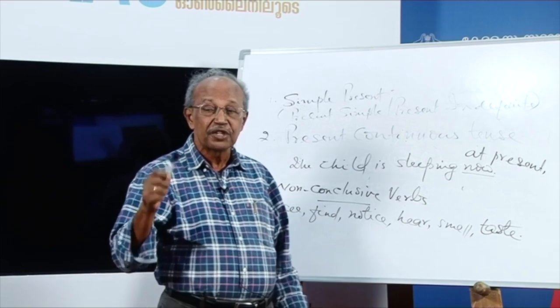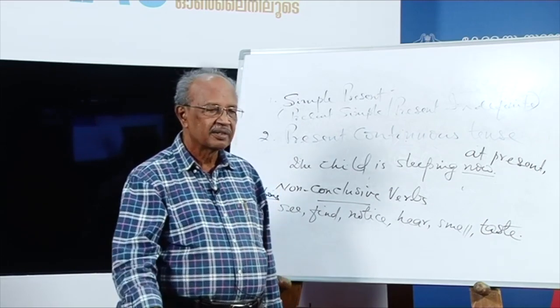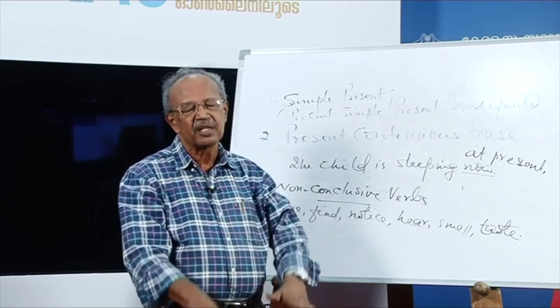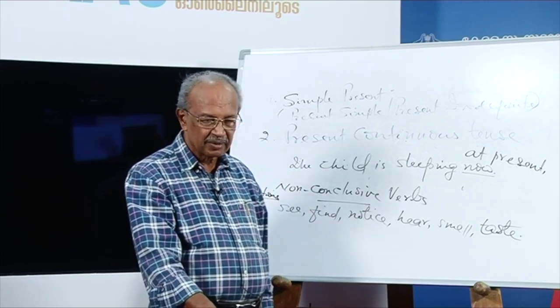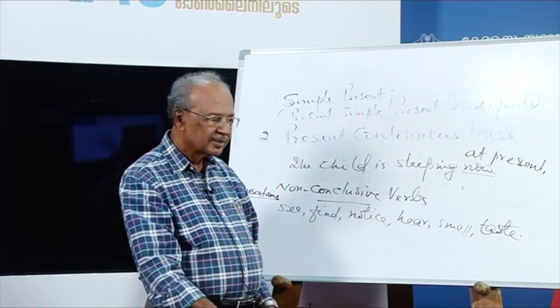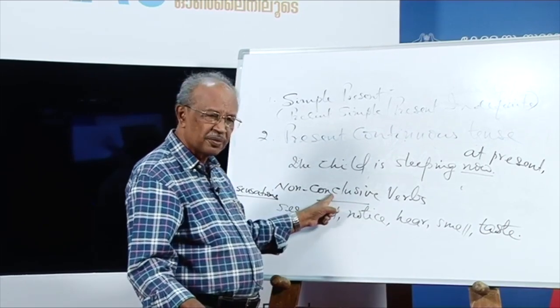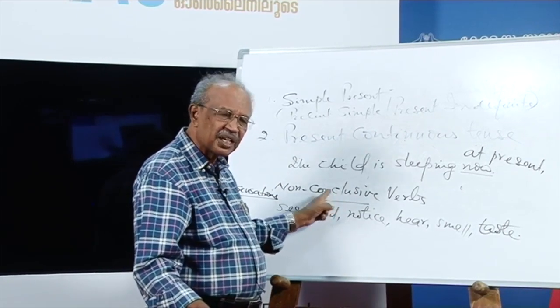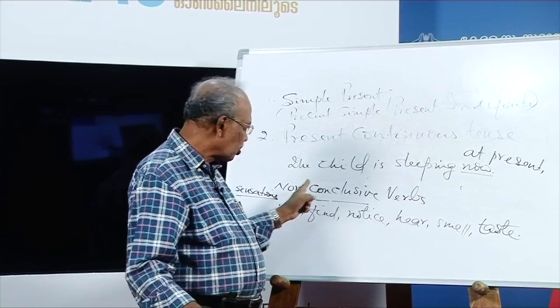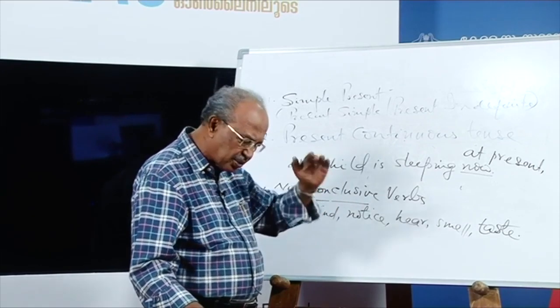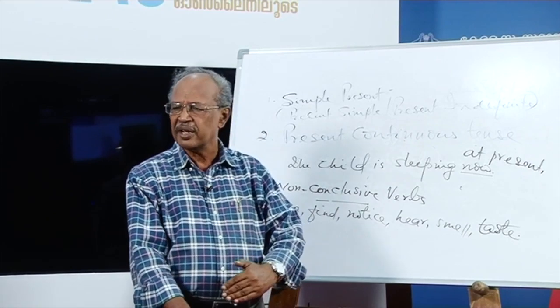But don't confuse it with listen, L-I-S-T-E-N. Listen is an action that can be stopped or started at will. That is conclusive. But here is non-conclusive. Conclusive means that can be concluded. Non-conclusive means this cannot be concluded.